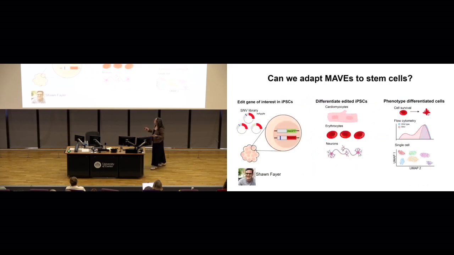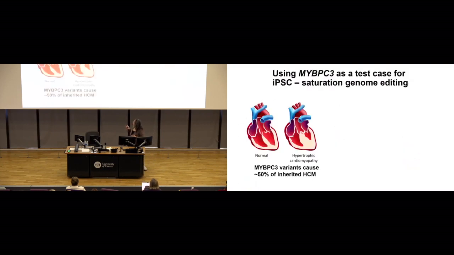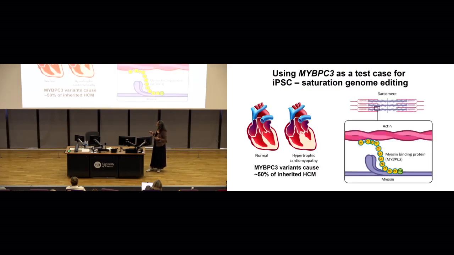And of course, this is going to be hard, right? Stem cells are diploid, which is really annoying. Then you have to get to the differentiation and phenotyping, which can be very difficult. Again, this is Sean Fair, whose project this was. And we're going to use as an example here a gene called MYBPC3. It's a myosin binding protein. It is responsible for about 50% of hereditary cardiomyopathy, which causes heart failure. It is part of the sarcomere, so it's only expressed in cardiomyocytes.